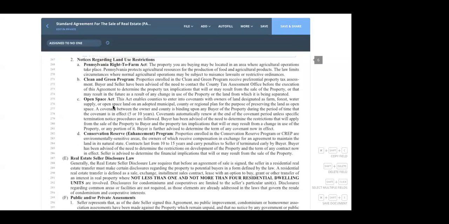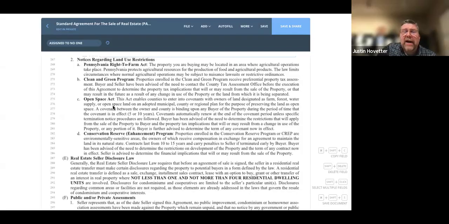Can I ask a question? Yeah, absolutely. How does that work if they have it Clean and Green, but it's zoned that way and they want to convert that? Okay, Clean and Green is not a zoning thing.